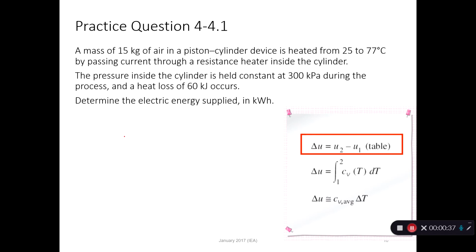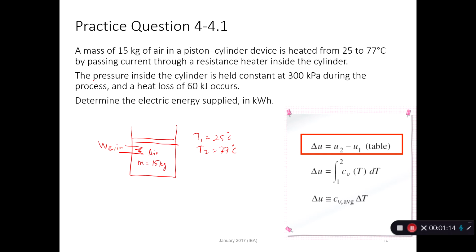So this is almost exactly the same as the previous question. Okay, it's exactly the same. You have a piston cylinder, inside is air, but now it's even simpler. You have the mass. Remember, in the previous one, you had to calculate the mass. And you have T1 and T2. Very nice. T1 is 25. T2 is 77. How do you heat it up? By passing through current. So that's electrical work in.